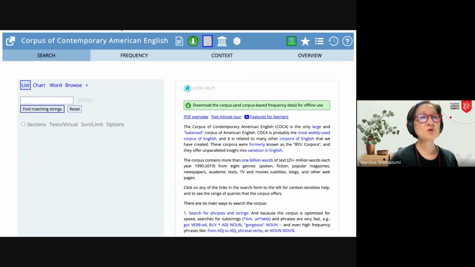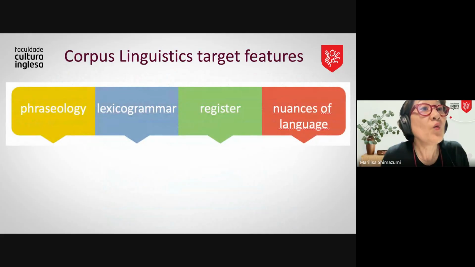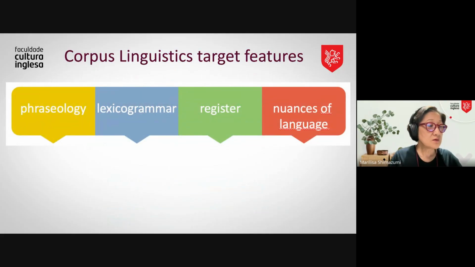So let me go back to my presentation. I wrote on the chat, the name is just Coca corpus. Let me just disable here. Okay, I did subtitles. So everything we are going to do today comes from using the Corpus of Contemporary American English. What can we do with a corpus?